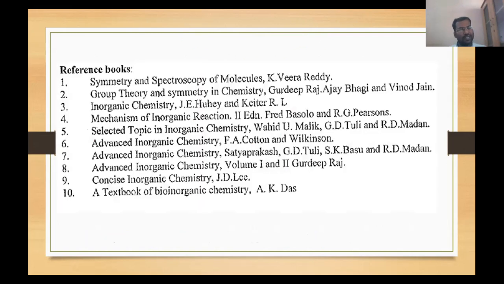For this syllabus, we have to refer to the following books. For symmetry and spectroscopy of molecules, the book by K. Veera Reddy is very important for you. The rest of the books are also there. For inorganic chemistry, James Huheey and Keiter is one of the famous books. Another important famous book is Concise Inorganic Chemistry by J.D. Lee. Other books are also there. We will discuss them one by one, and I will give you a hint as to which book to refer to for which part, so don't worry about that. For your understanding, you will focus upon the following books.